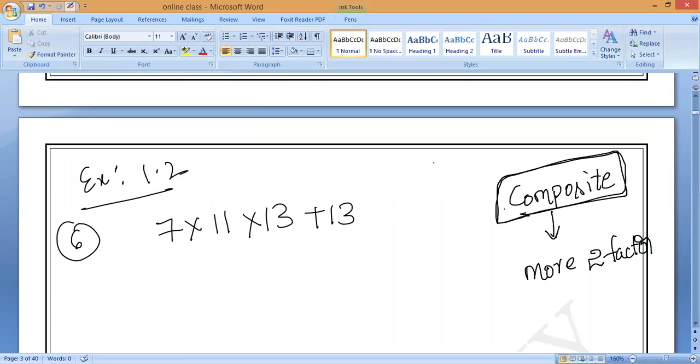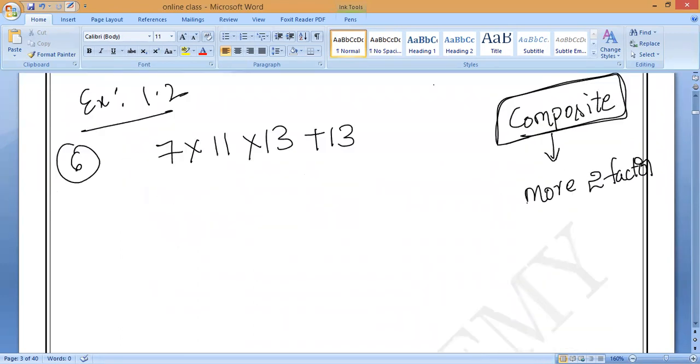Say examples for composite numbers. Ma'am, 1. 1 is not a composite number and not a prime number. 1 is neither, correct? 2 is our prime number. 3 is also our prime number. 4 is our composite number, ma'am.